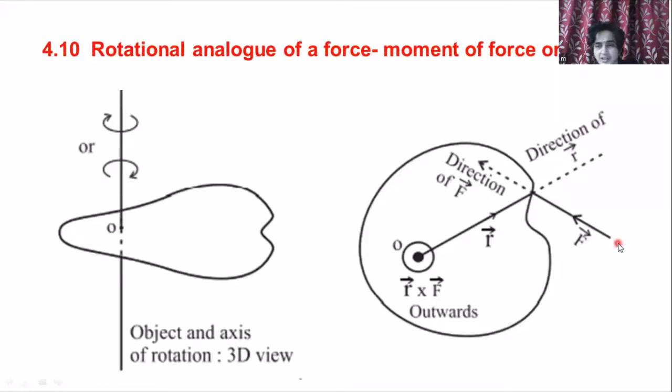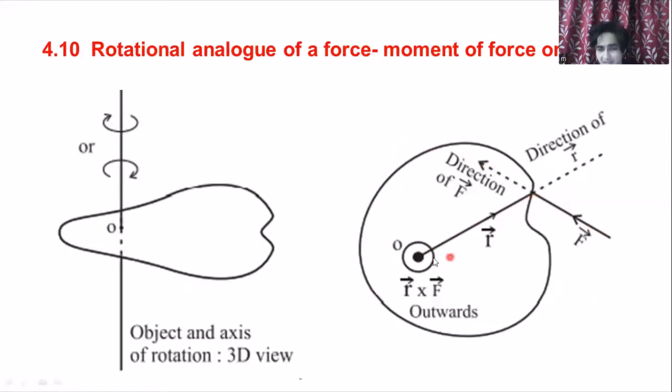See, this is the direction in which force is applied. So this is the direction of application of force. And this is the point of application of force. So R, that is position vector. See, if this is the point through which axis of rotation passes, this will be R. From axis of rotation to the point of application of force, this will be R, and this is the direction of application of force.